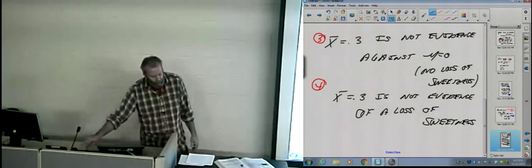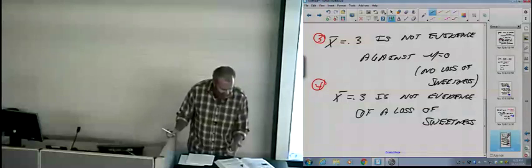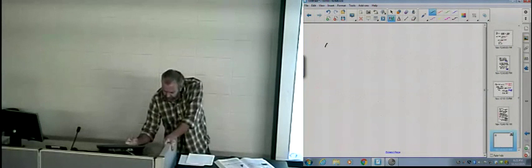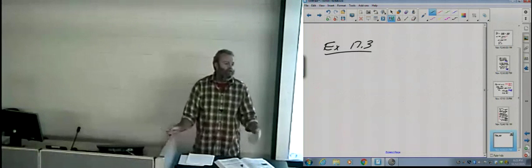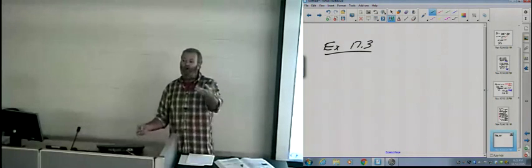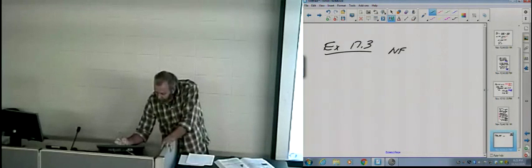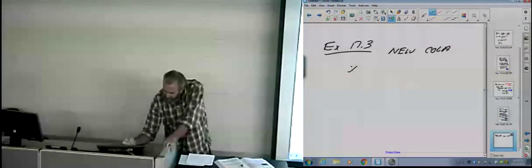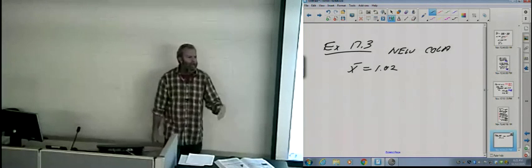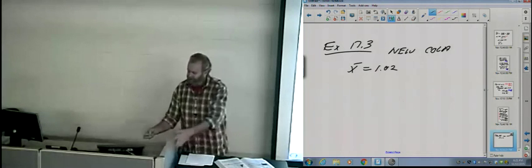Now, here's what I want to do. There's an example, 17.3, and the only thing it changes, I want to give you the flip side of this. Here the sweetness loss is for a new cola. They changed the cola. New cola. Okay? Here they gave me x bar is 1.02. Everything else is exactly the same. Sigma's 1, n is equal to 10. We're looking at the same sampling distribution.